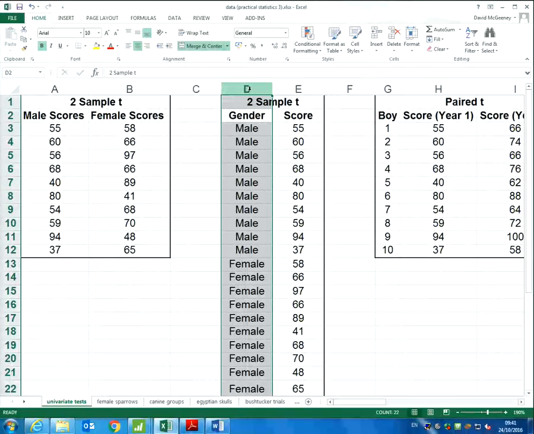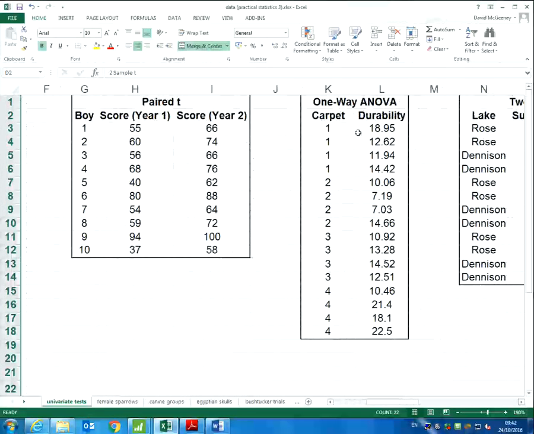So the question was, how many factors have we got? What's the answer? 1. How many levels does it have? 2. Male, female. So would you all agree, when you do a two-sample t-test, there is one factor, and how many levels does it have? 2.